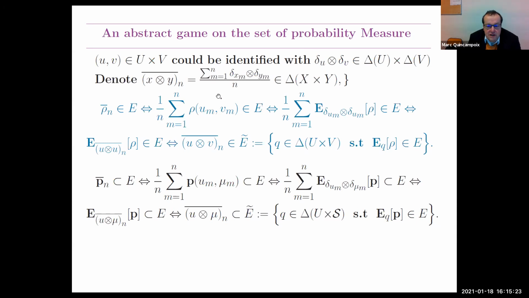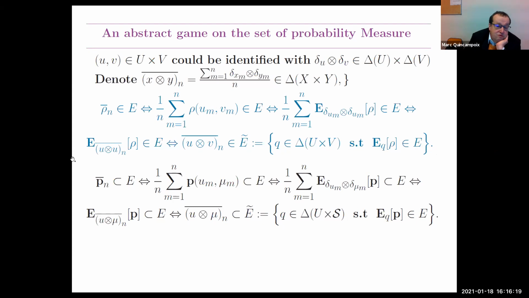Of course, this second relation could be just written as an expectation. This quantity could be considered as an expectation of rho with the product of Dirac masses, Um, Vm. And with my notation here, I can consider this as an expectation of rho with respect to U times Vn. Once again, I can say that it is the same as saying that this probability measure belongs to a set E tilde that I define now. It is a set of probability measures on U times V such that the expectation of rho with respect to Q belongs to E.